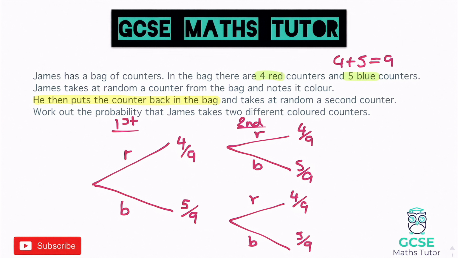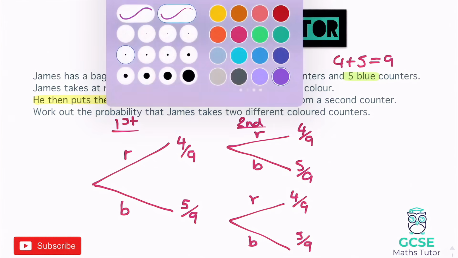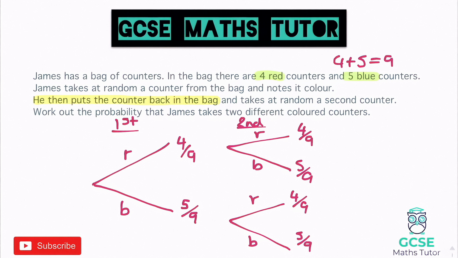We now just need to work out this probability, and the question says work out the probability that James takes 2 different coloured counters. And there are 2 ways that I can actually do that. So to get different colours, I'm just going to squiggle along the lines, and this is how I do it. I go up the red, and then I'd have to take a blue. And the 2 probabilities that you go through on this journey are really important. So we went through 4/9 when we took the red, and we finished on the 5/9. To work out the probability of that route happening, all we do is multiply those 2 fractions together, and all you've got to remember is you times when you go across the tree.